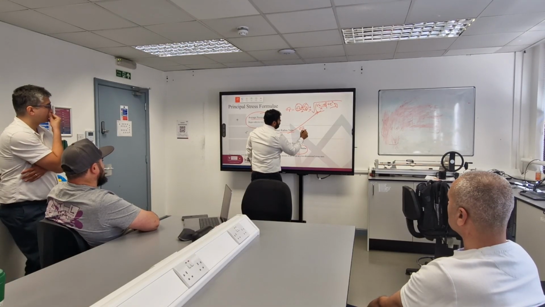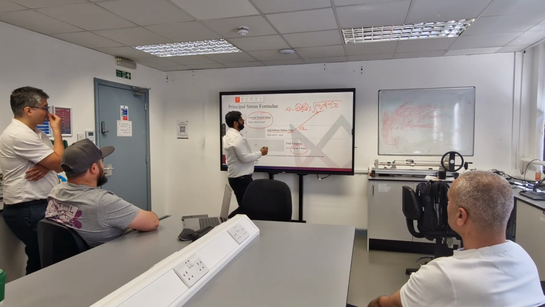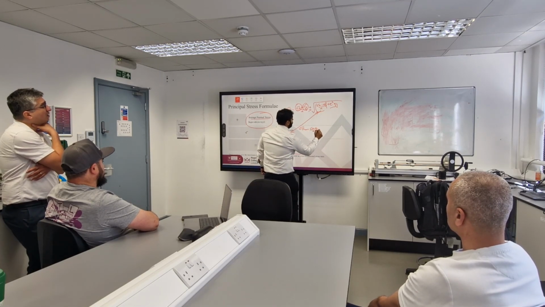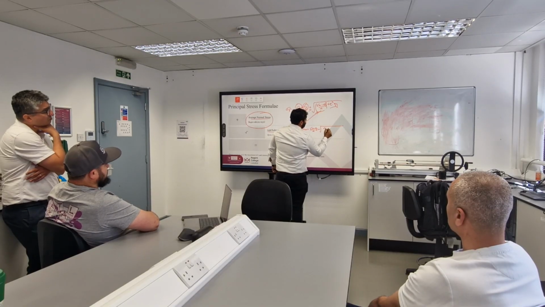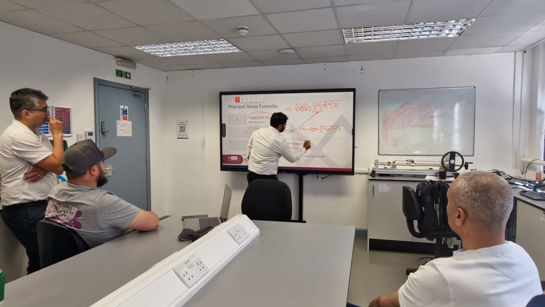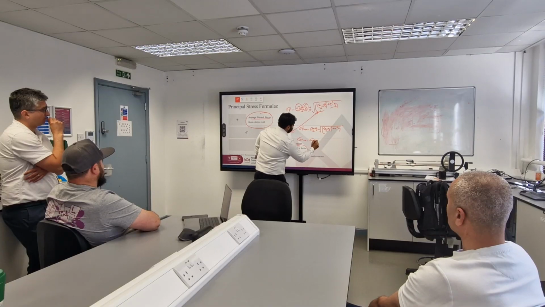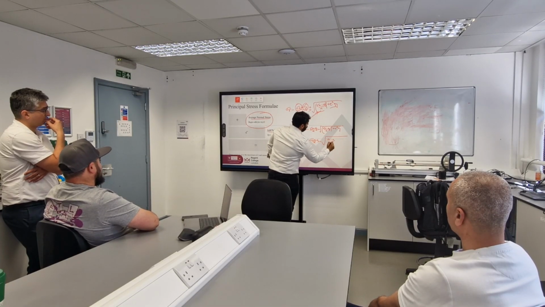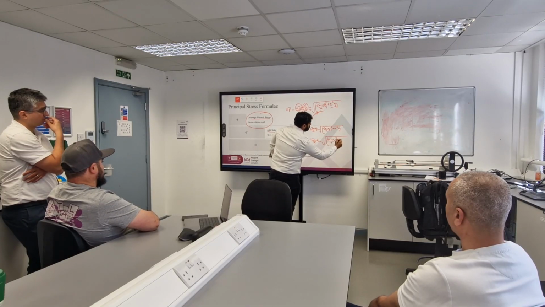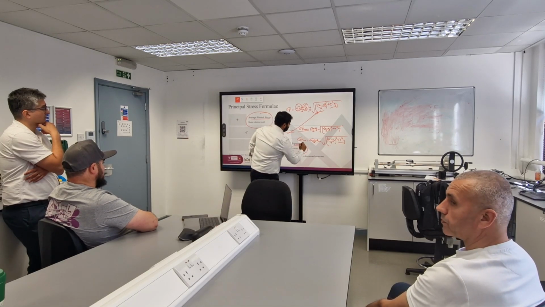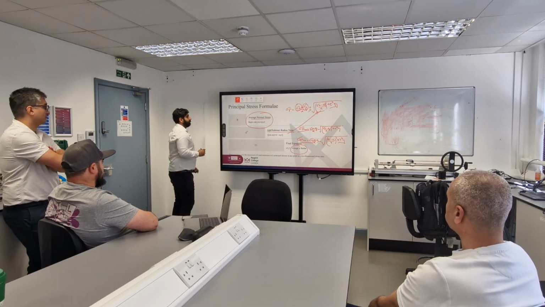And if we need to calculate the maximum principal stress, it will be sigma x plus sigma y by 2 plus square root of sigma x minus sigma y by 2 whole square plus tau square xy. And for the minimum principal stress, it would be sigma x plus sigma y by 2 minus square root of sigma x minus sigma y by 2 whole square plus tau square xy. This is the maximum principal stress and the minimum principal stress.